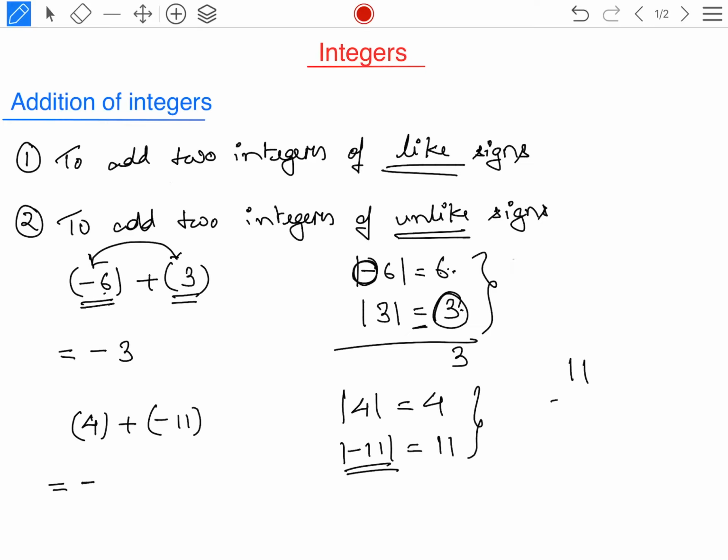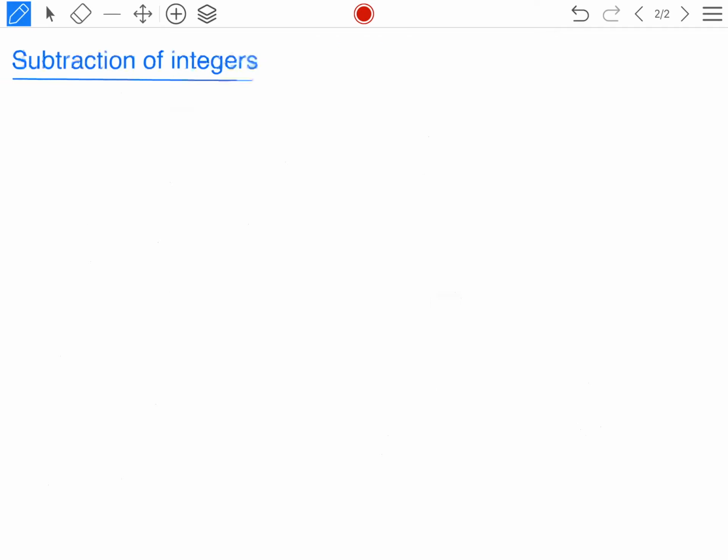Then second step, we need to subtract the smaller number from the greater number. 11 is greater than 4. So 11 minus 4, how much? 7. So your answer will be -7. Understood? So this is about addition of integers. Okay. Next, we'll move on to subtraction. How we can subtract two integers.